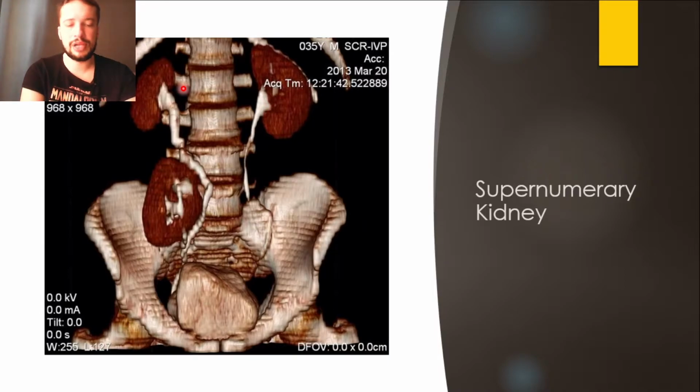Many cases remain asymptomatic throughout life and are picked up incidentally on ultrasound. When complications occur, these are generally correlated with obstruction or infections and present with typical symptoms of pain, abdominal mass, or fever.